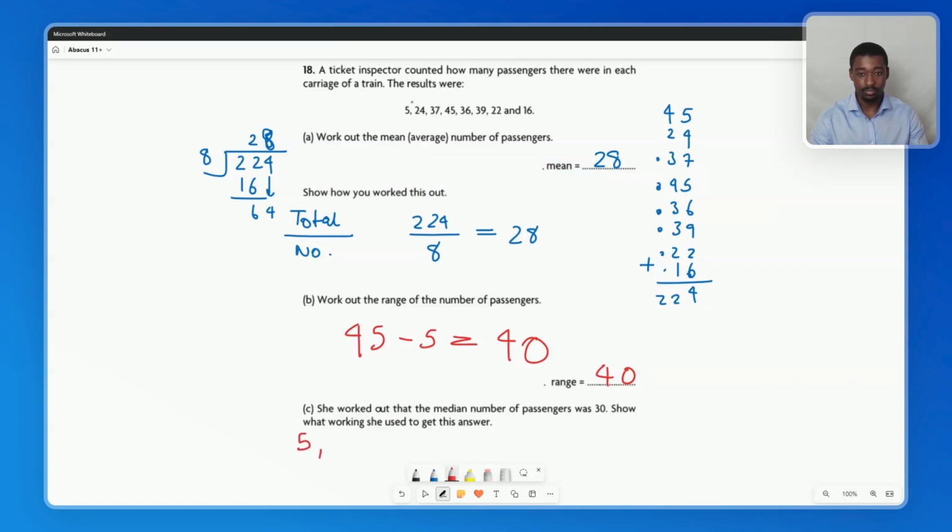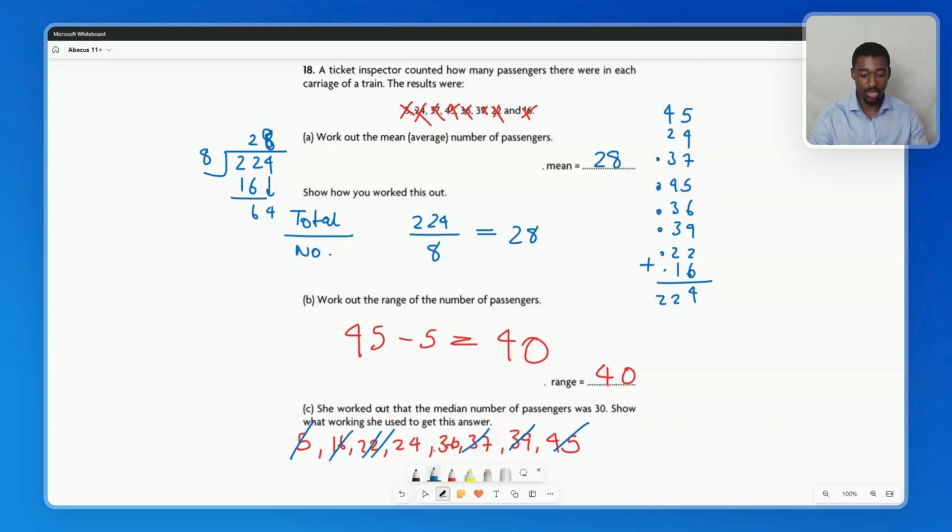5. Next is 16. Next will be 22, then 24. What's next? It's going to be 36, 37, 39. And finally, we have 45. Okay. So now that we've ordered the numbers, we can cancel them out from each side to try and find the middle number. That's what median means, the middle number.